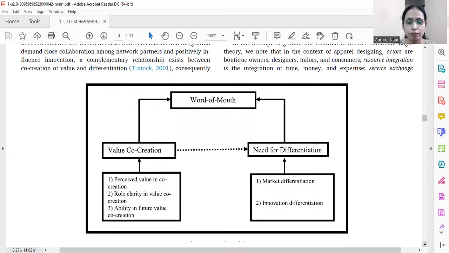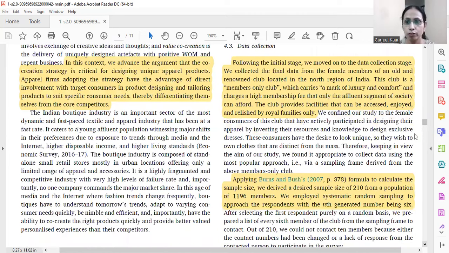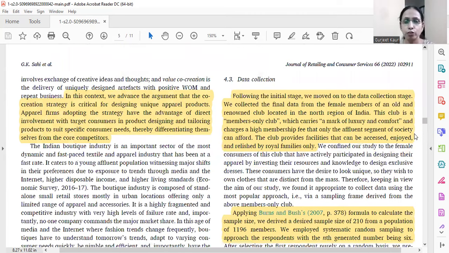Then we talked about service exchange also. Service exchange involves the exchange of creative ideas and thoughts, and value co-creation is the delivery of uniquely designed artifacts with positive word of mouth and repeat business, because this is what the literature says. So in this context, we advance the argument that the co-creation strategy is critical for designing unique apparel products. Apparel firms adopting this co-creation of value strategy have the advantage of direct involvement with the target consumers in product designing, tailoring the products to suit their specific needs, thereby differentiating themselves from the core competitors. So you need to establish this.